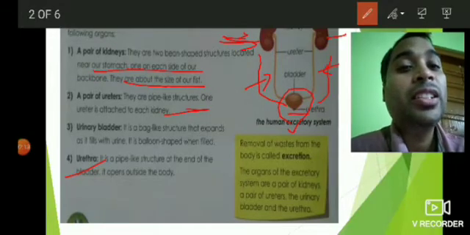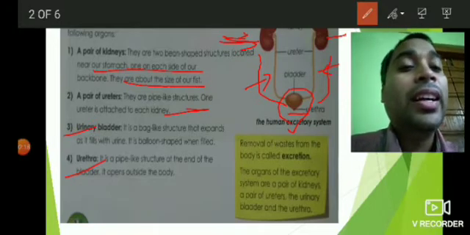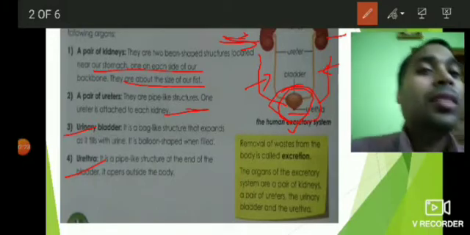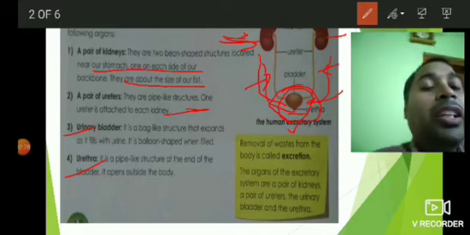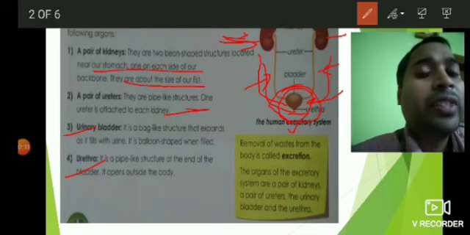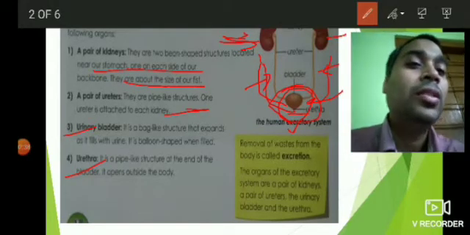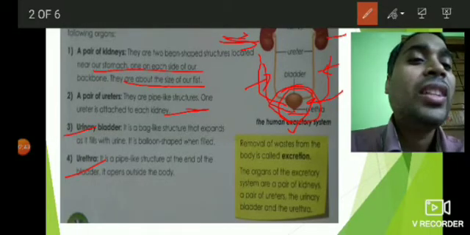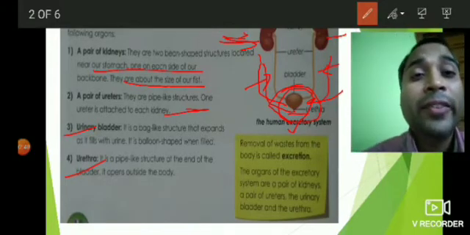The urinary bladder is a bag-like structure that expands as it fills with urine, and it stores what? It stores urine. The urine that is brought by the ureters from the kidneys is stored here in the urinary bladder, and when it is more than half full, we feel the sensation of urinating. So this is how the liquid waste comes out through the urethra, and this is how the human excretory system helps in removing the liquid waste.